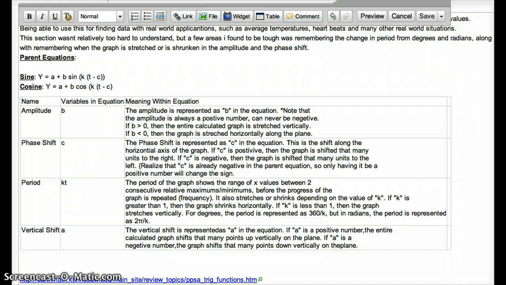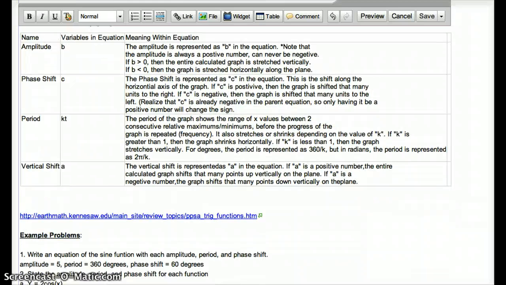It stretches and shrinks depending on the value of k. If k is greater than 1, then the graph shrinks horizontally. If k is less than 1, then the graph stretches horizontally. You have 360 over k because this represents the period of sine in the unit circle from 0 to 360. Same thing with cosine. So if you're in degree mode, which I think you recall doing, the period is represented as 360 over k. But on the other hand, if you are in radian mode, you can replace 360 with 2 pi, so the period is represented as 2 pi over k.